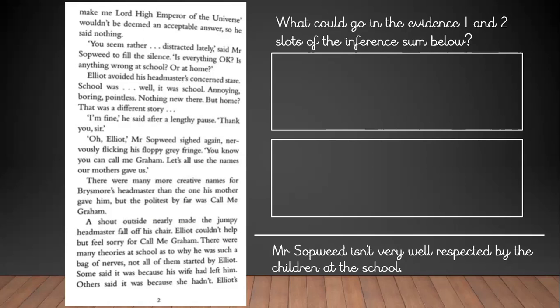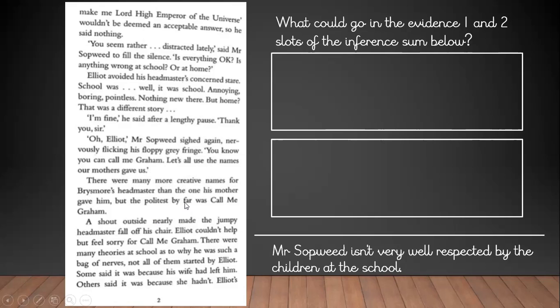Okay, fantastic. So the two things that I think you can see there is you can see that Mr. Sopweed is being called different names by the children. In this paragraph here, there were many more creative names for Brizemoor's headmaster than the one his mother gave him. But the politest by far was "Call me Graham." So that's one bit. The children are calling him different names.